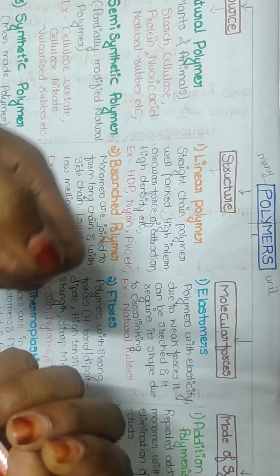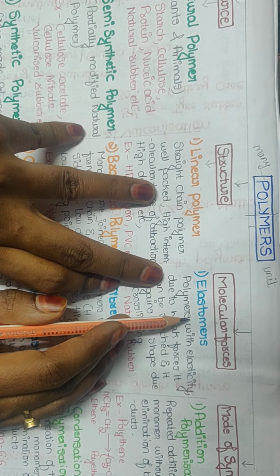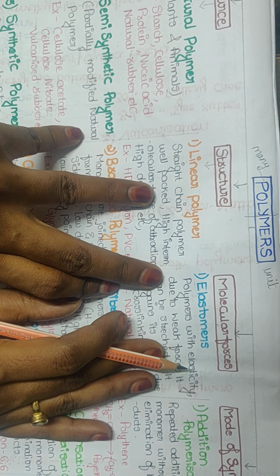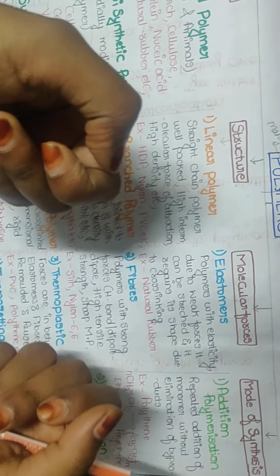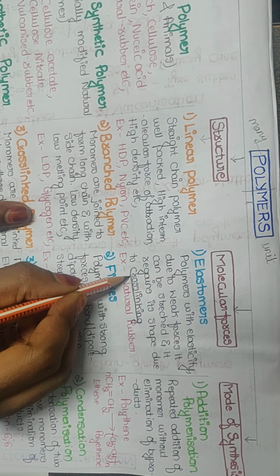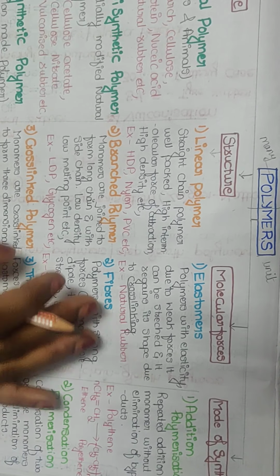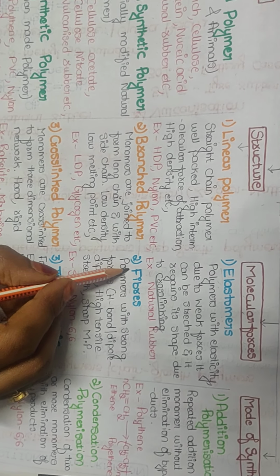Why? What is happening there? We know that elastomers have very weak intermolecular forces of attraction, due to which you can stretch them. And why do they come back to their original position? Because they have cross-linking, due to which they come back to their original position. So the best example is rubber. Okay, so the next one is fibers.